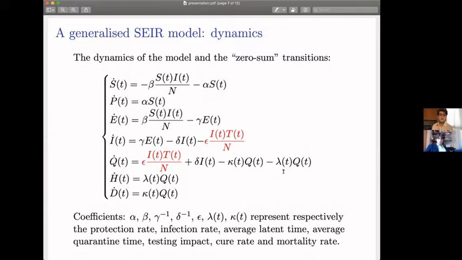Of course, the coefficients have a meaning. Alpha is the protection rate. It's the share of people that transition from susceptible to protected. Beta is the infection rate. Gamma over 1, we set it a priori. It's the average latent time. We base our research on what Peng and the others did for the Chinese case. Epsilon is the average quarantine time when no tests are done, while epsilon is the testing impact. We let the cure rate and mortality rate be time dependent because it's a lot more insightful to see their evolution over time, as Lorenzo showed in one of the graphs before.